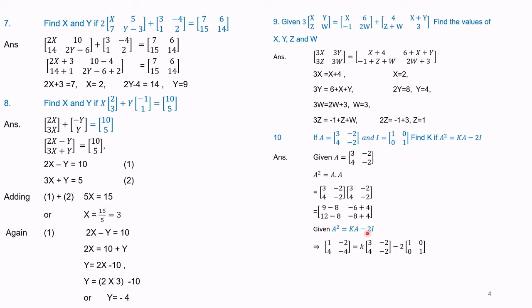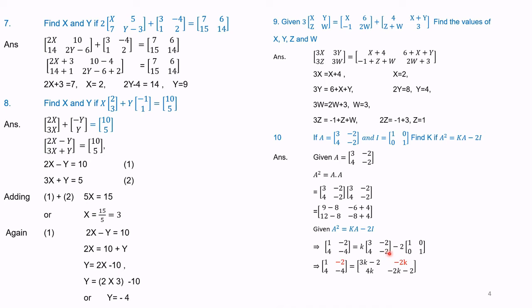The 2 is a scalar and it has to be multiplied by the identity matrix I, which is 1, 0, 0, 1. Therefore, simplifying, we get 1, minus 2, 4, minus 4 is equal to k into 3 is 3k, k into minus 2, minus 2k, k into 4 is 4k, k into minus 2 is minus 2k.